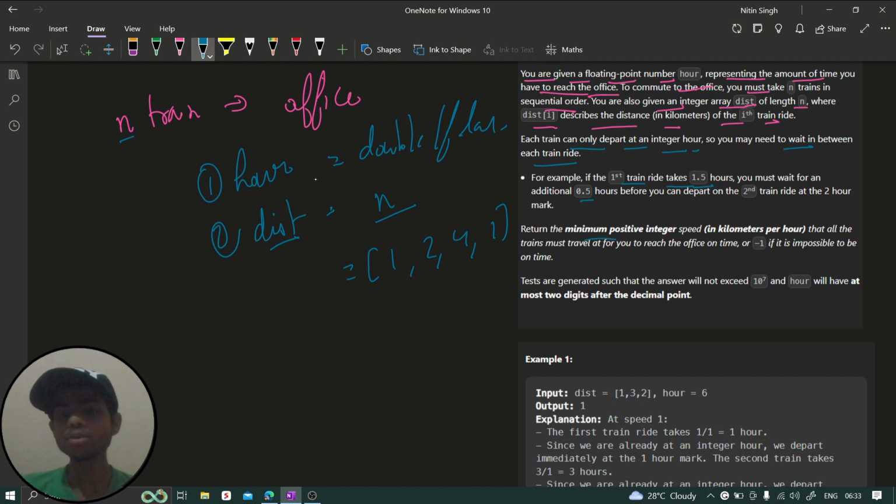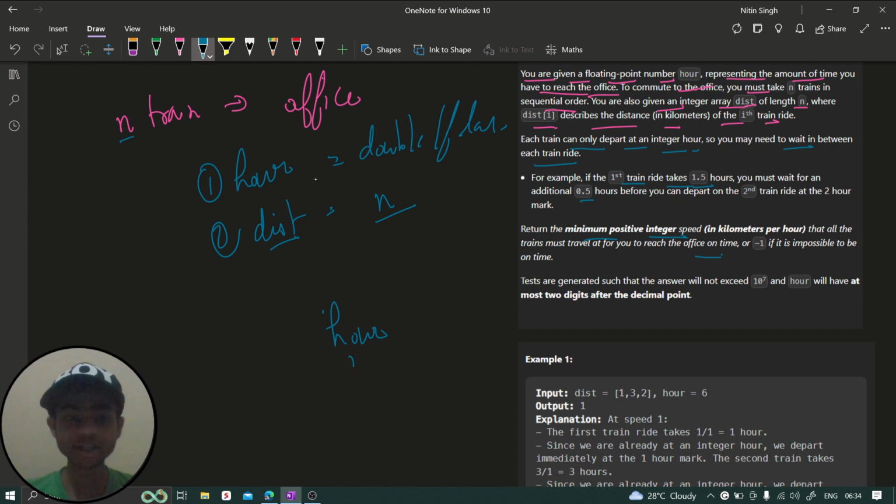Return the minimum positive integer speed in kilometers per hour that all trains must travel at for you to reach the office on time, or return -1 if it is impossible to be on time. So simple thing now, guys, we are clear with three things: our distance, and our time, which is the maximum time we can take to reach our office. That is nothing but hour. The second thing is how many trains we need to take.